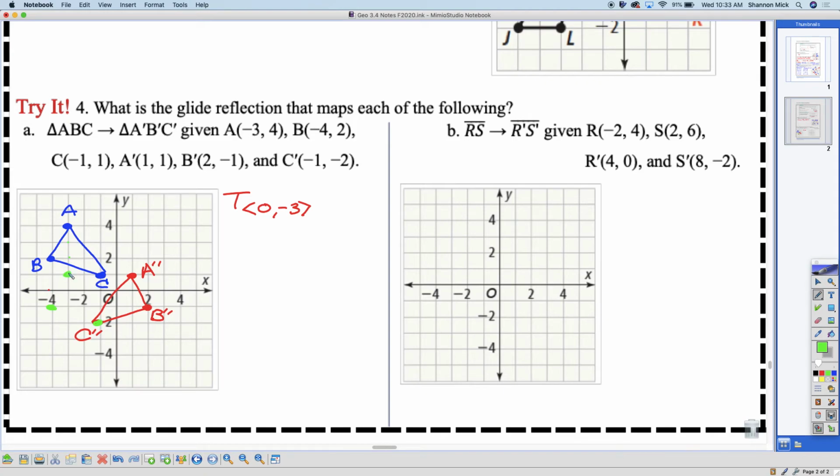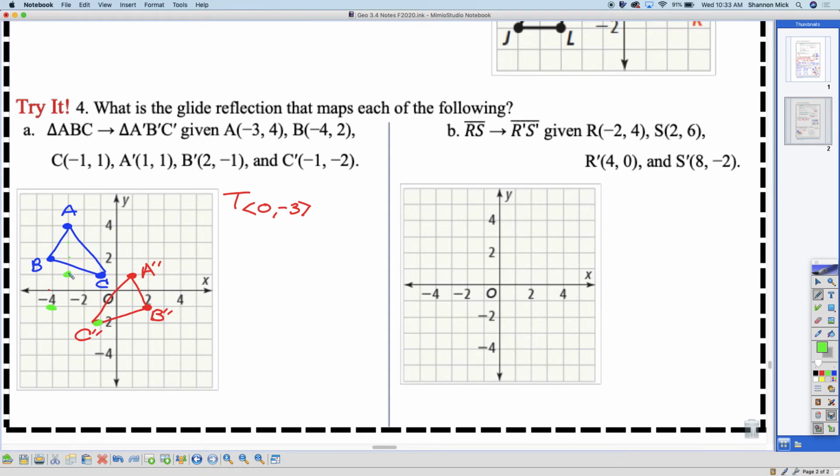Now what am I reflecting over? X. Y. y = -1. If C and C double prime are exactly the same, -1, I've got to be reflecting over that line, don't I? What's your equation for that line?